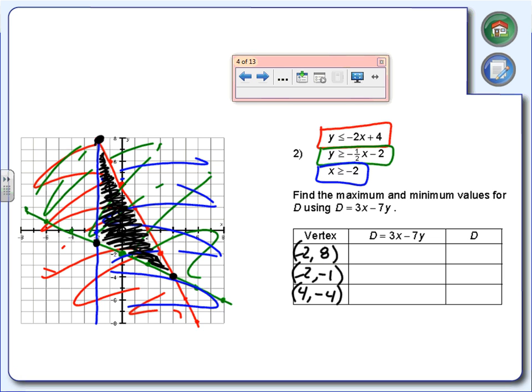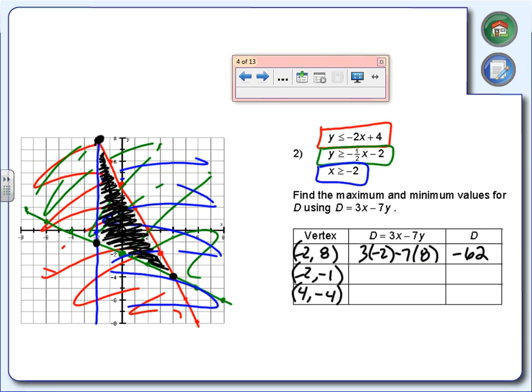All right, so here we go. This is the function or the equation they give us. So we're going to replace x with -2. We're going to replace y with 8. We're going to stick that in our calculator and see what number we end up with. -62. -62 is what we get.